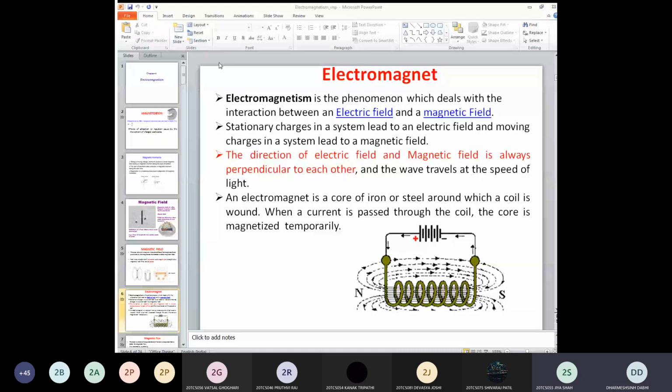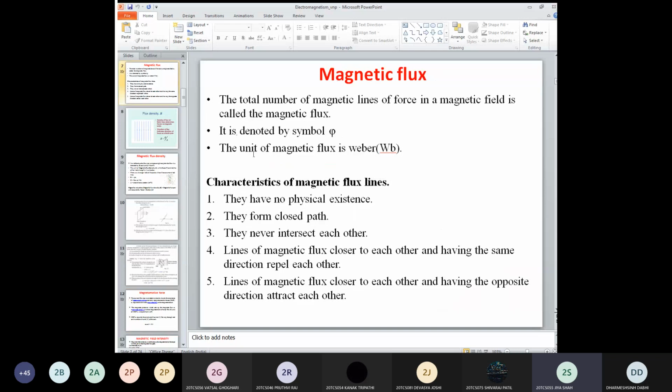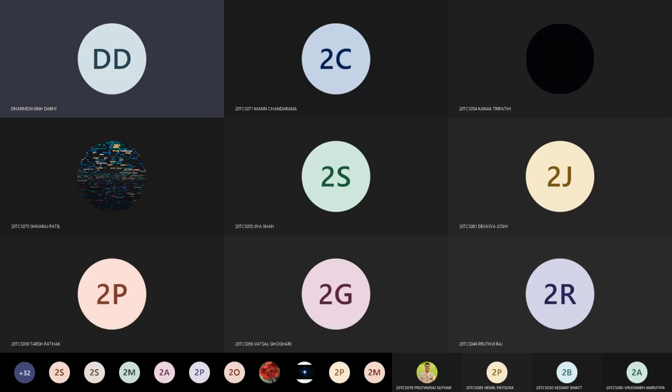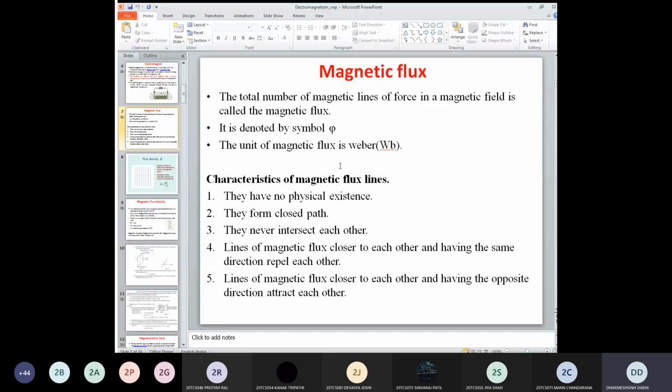Excuse me, sir, the slide is not changing. It's still the electromagnet slide only. One minute. Did anyone not see the slide? Yes, sir. No sir, we did not see the electromagnetic slide. One minute, one minute. Should I show it now? Yes, sir. Okay, okay.